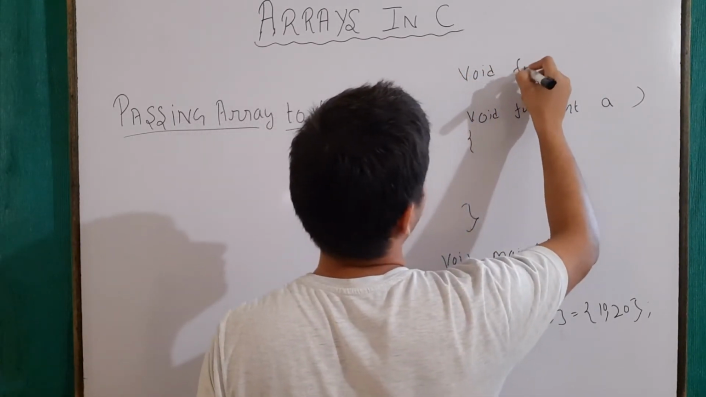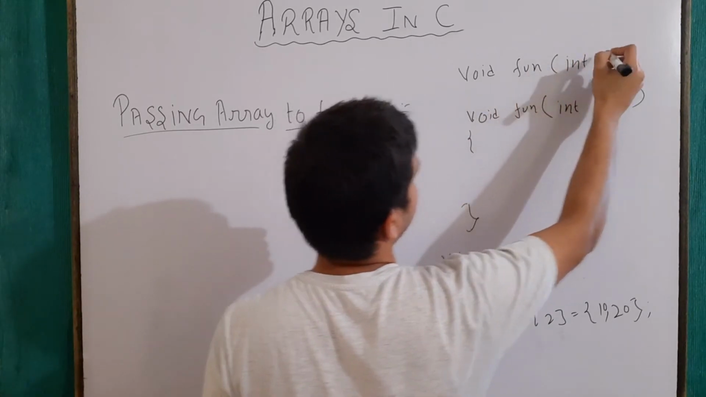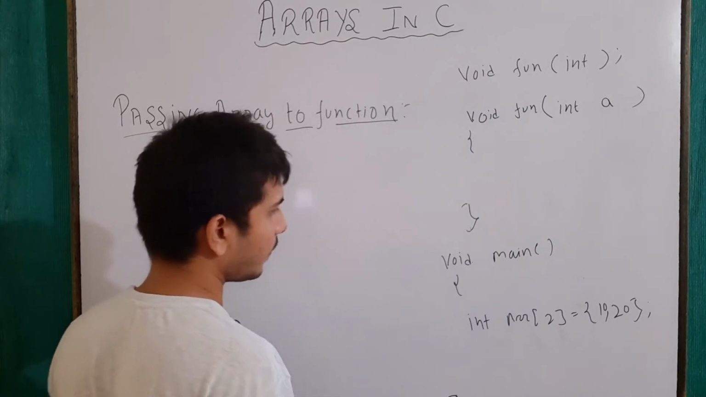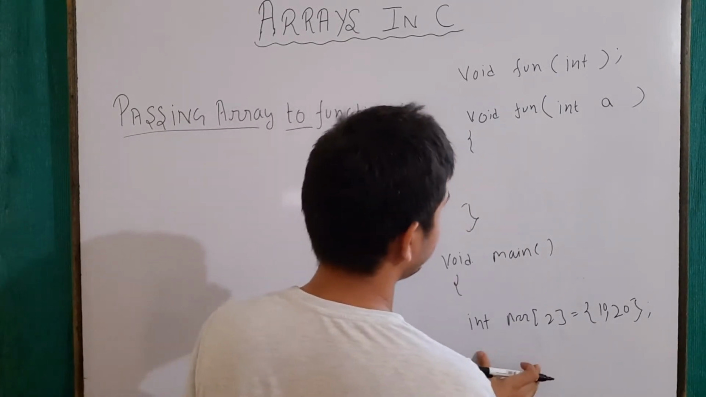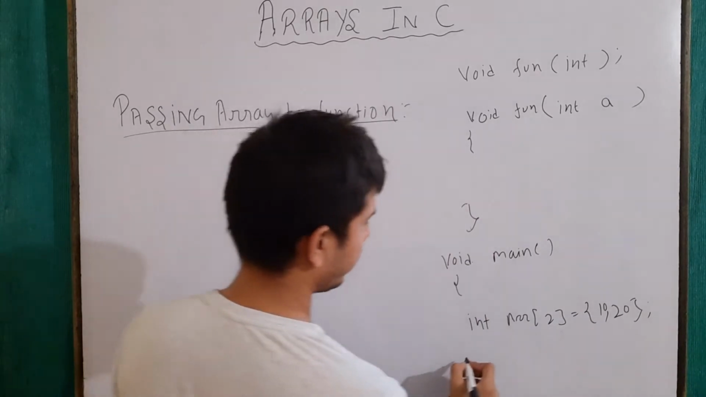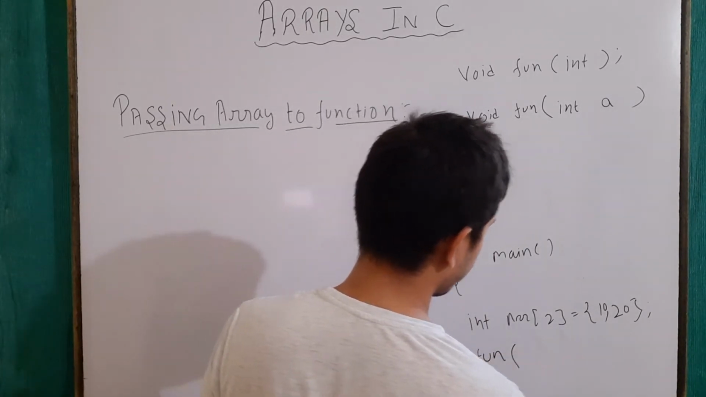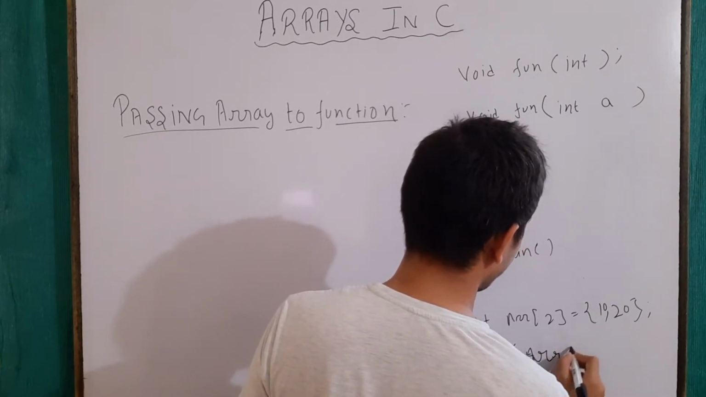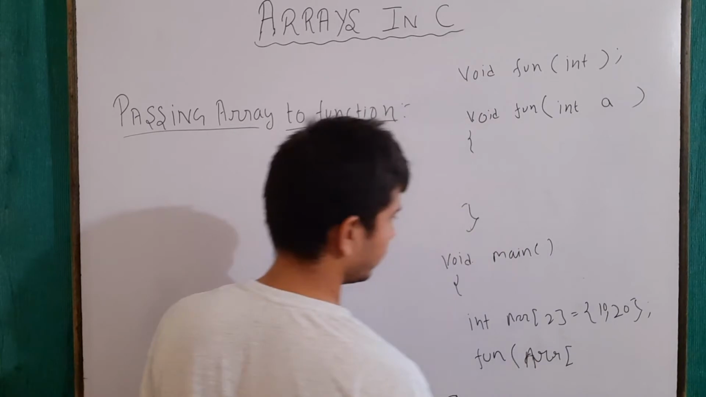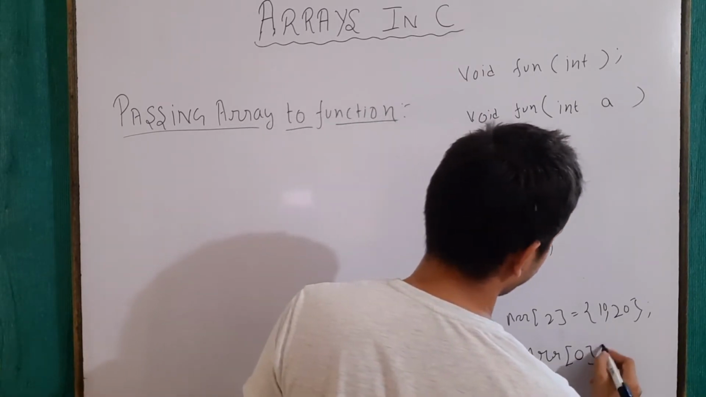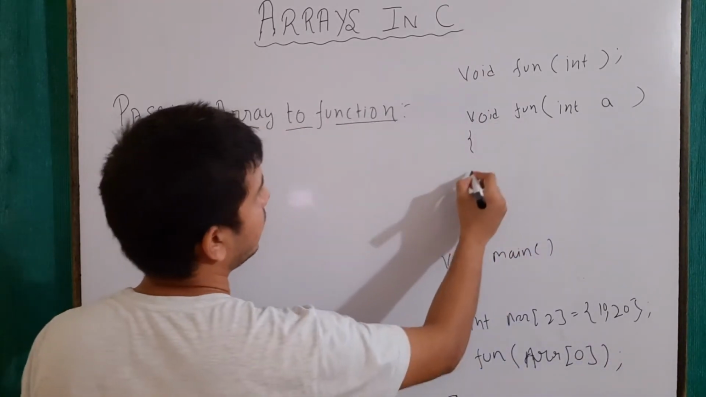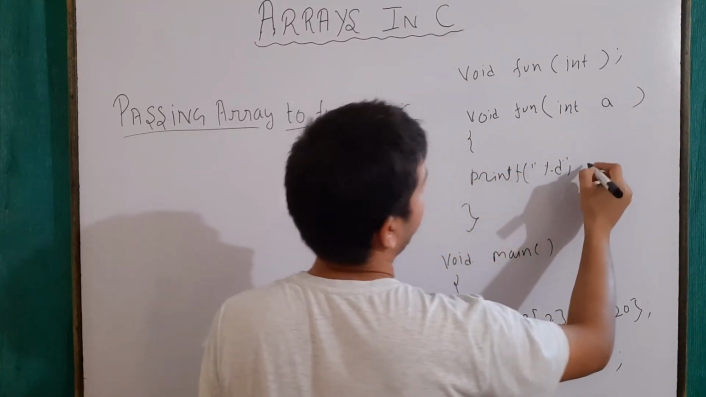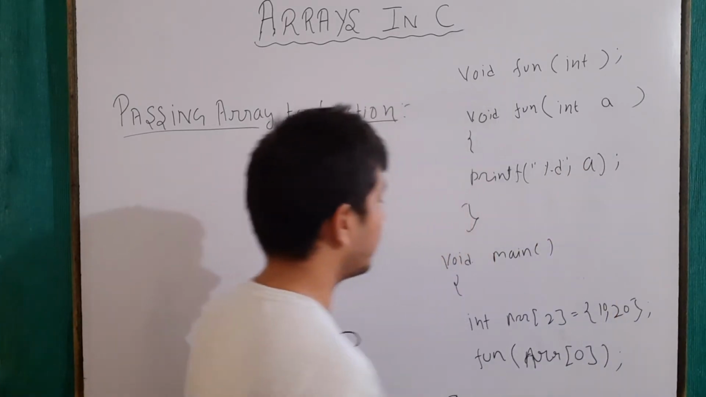So we can write something like this: void fun(int), and that's all. Also include the header files, right? Now passing array elements is the same as passing a normal variable. How? It will be something like fun(array[...]), and then whichever element I want to pass. Let's say I want to pass the first element. So for passing the first element, I will write 0 here, right? So if I write here printf of %d and a, okay, so now what will be the output?